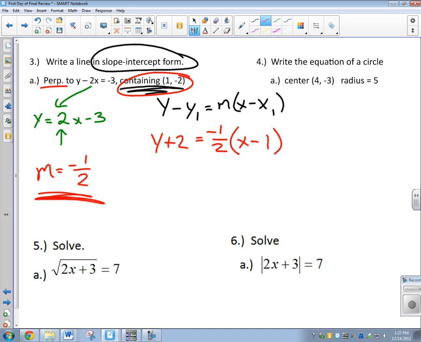Now the point slope formula is always pretty easy. It's the same thing. I distribute, and then I move the number over. Okay, so first thing I'm going to do is distribute. Oh no, there's fractions. How awful. All right, we'll be okay. Y plus 2 equals negative 1/2 x plus 1/2.